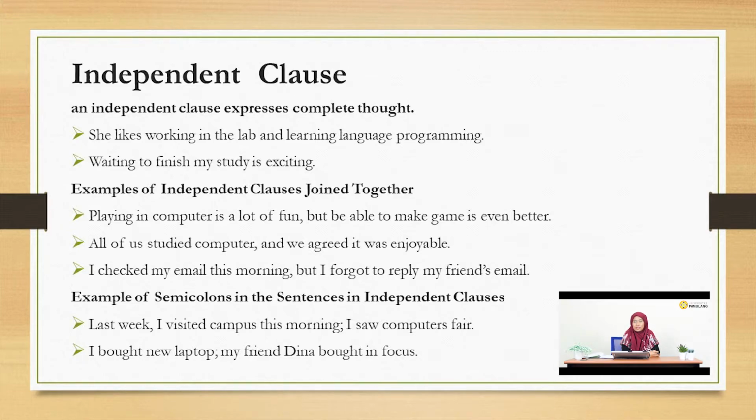Example of independent clauses joined together. It means there are two independent clauses that you can join by using coordinating conjunctions: and, or, but. Here I only use but and. The example one: playing computer games is a lot of fun. That is the first clause. And the second: being able to make games is even better. We put a connector here, but. So there are two independent clauses joined together.